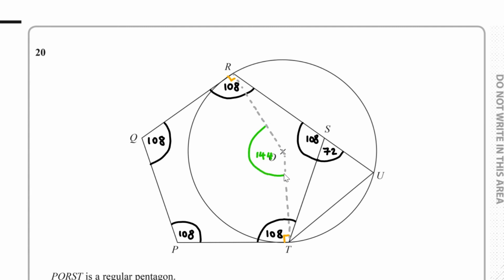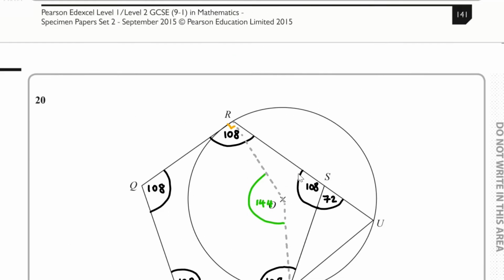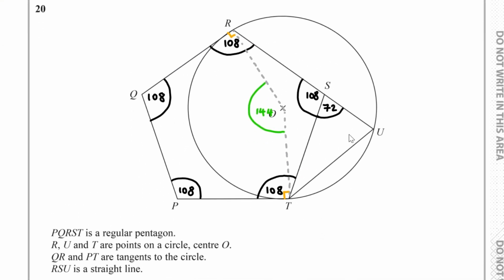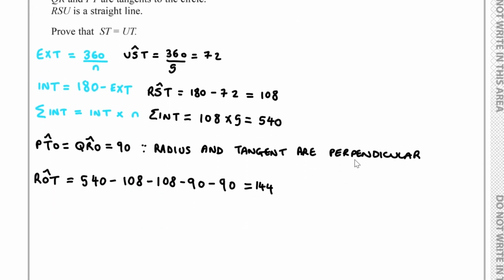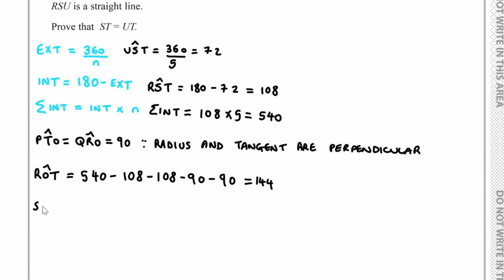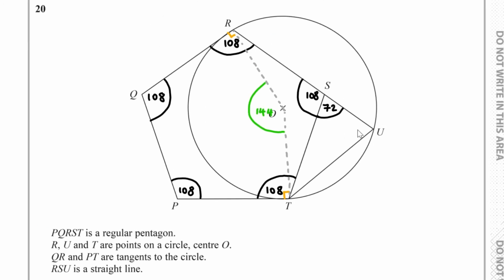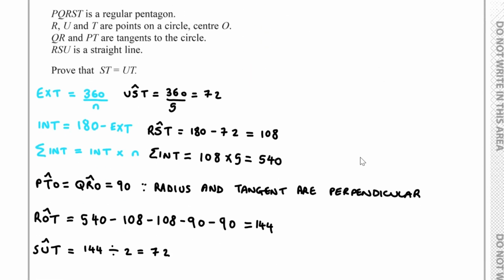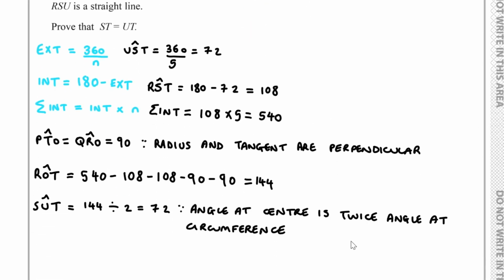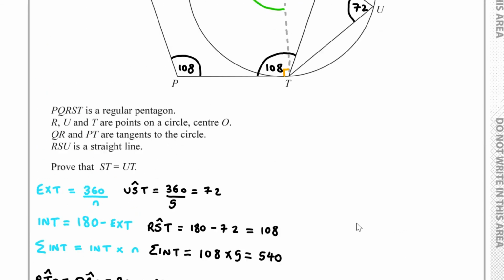And we know that the angle at the center is twice the angle at the circumference. So the angle SUT is equal to 144 divided by 2, which is 72. So we have 72 degrees here. And the reason for this is the angle at the center is twice the angle at the circumference.